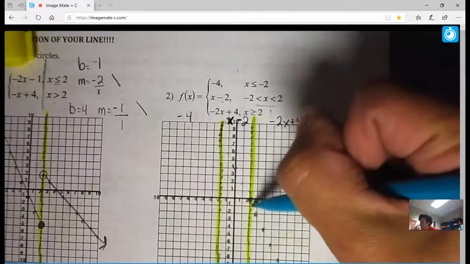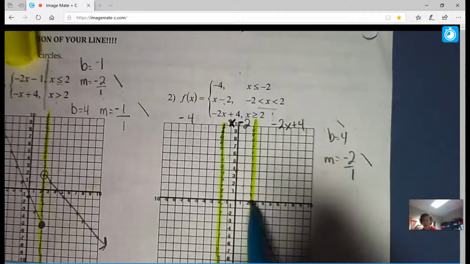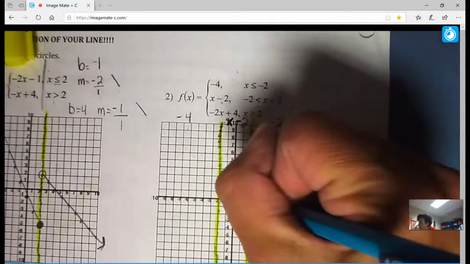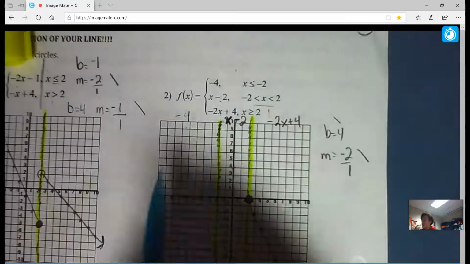And then I'm going to connect. So now I want to check, do I want this 2 to be part of it or not? And since it's underlined here, I will put a really big noticeable dot. All right? So now I'm going to graph this one.